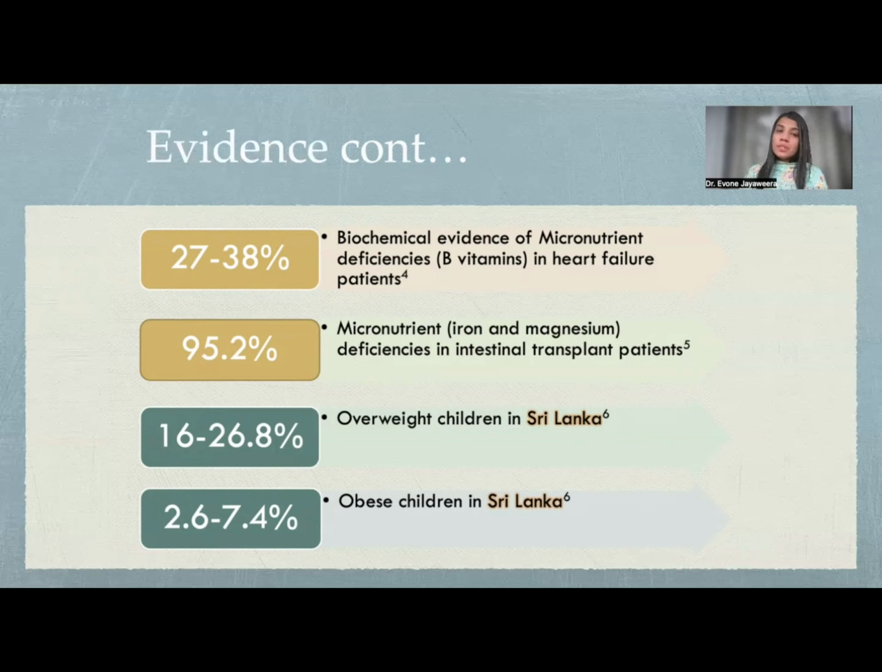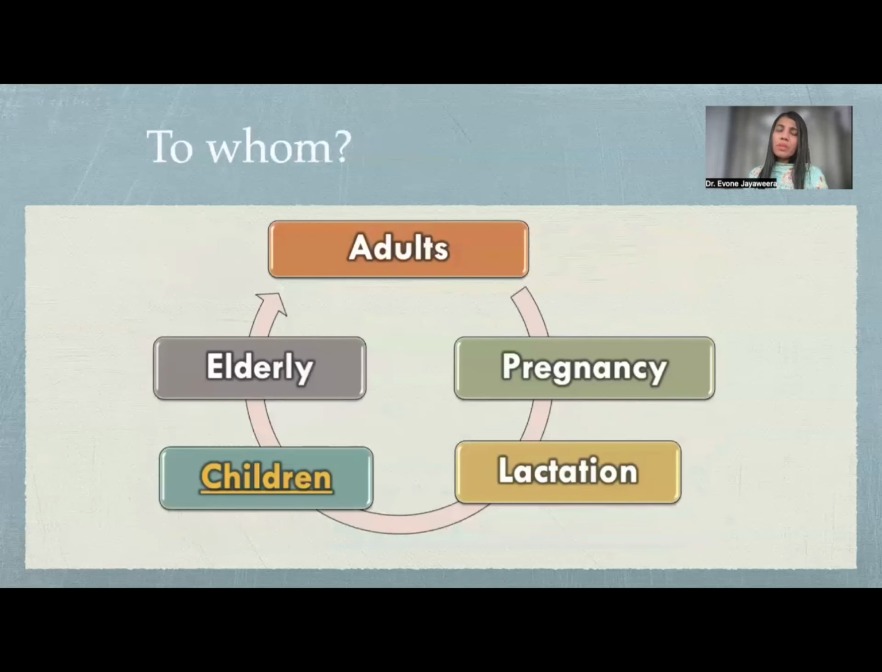And also we see overweight and obesity are very common, in Sri Lanka and also all over the world. As you know, overweight and obesity is a chronic disease, and it can give rise to all other NCDs like diabetes, hypertension, strokes, and also cancers and worsening of mechanical problems like osteoarthritis, and so on.